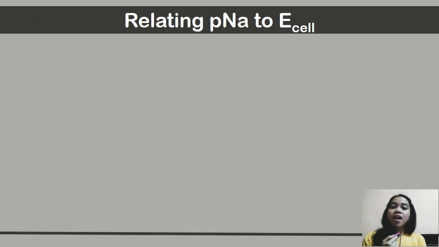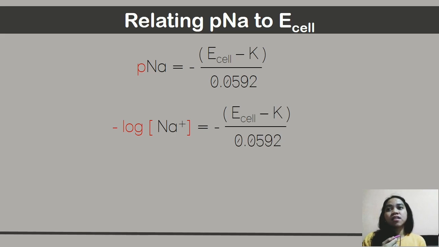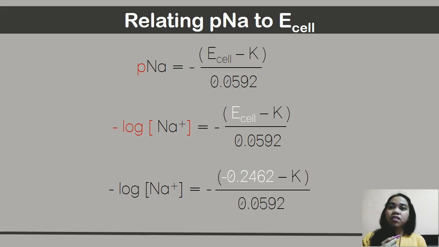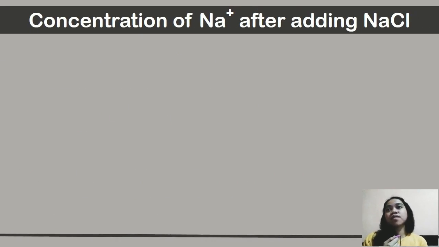Moving on, we have an equation that relates the pNa to the potential of the cell. So we have this formula. So what does this formula mean? Well, this p here is just the negative log of something. So pNa is just the negative log of Na. So the Ecell here is just the Ecell that was given initially, which is negative 0.2462. That will be our equation number 1.